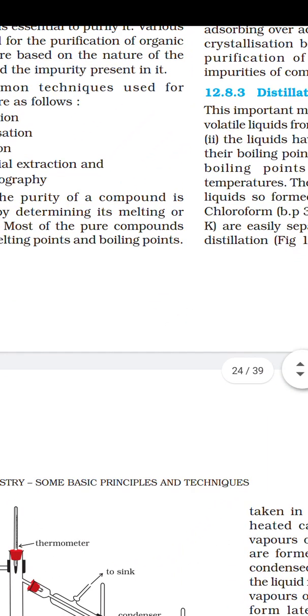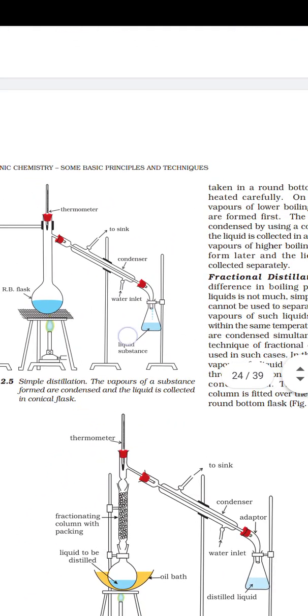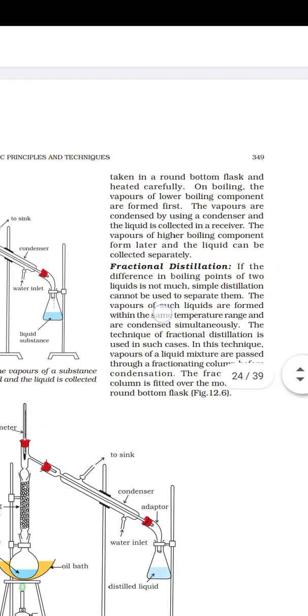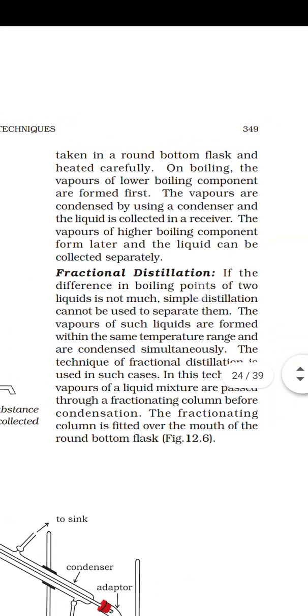The liquid mixture is taken in a round bottom flask and heated carefully. On boiling, the vapors of the lower boiling component are formed first. The vapors are condensed by using a condenser and the liquid is collected in a receiver. The vapors of the higher boiling component form later and the liquid can be collected separately.